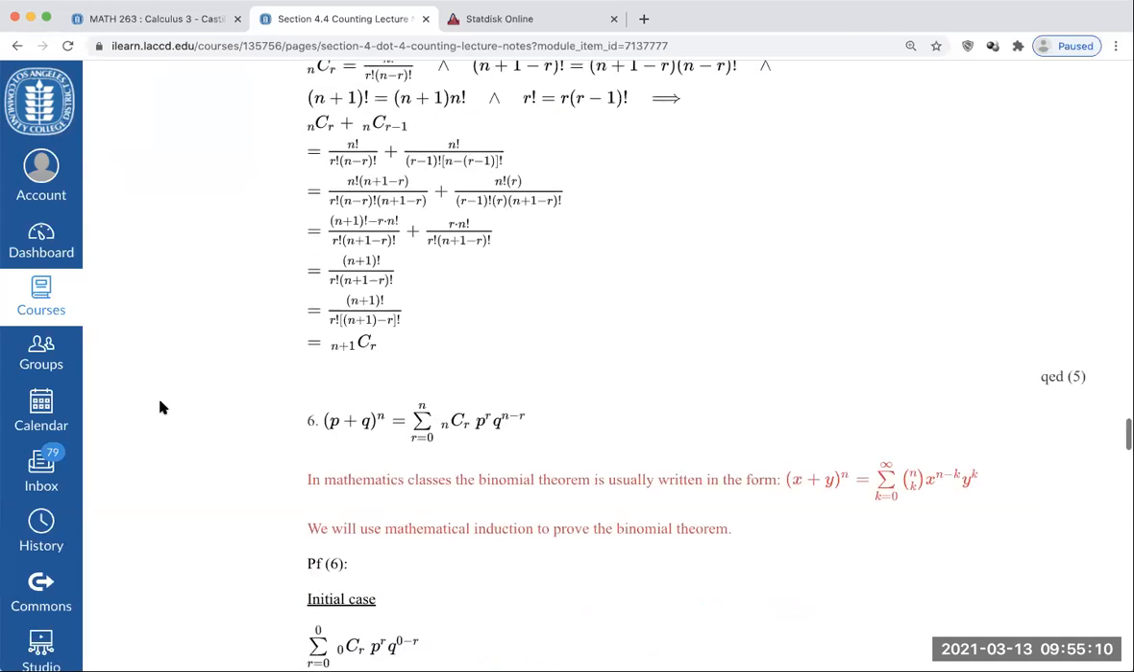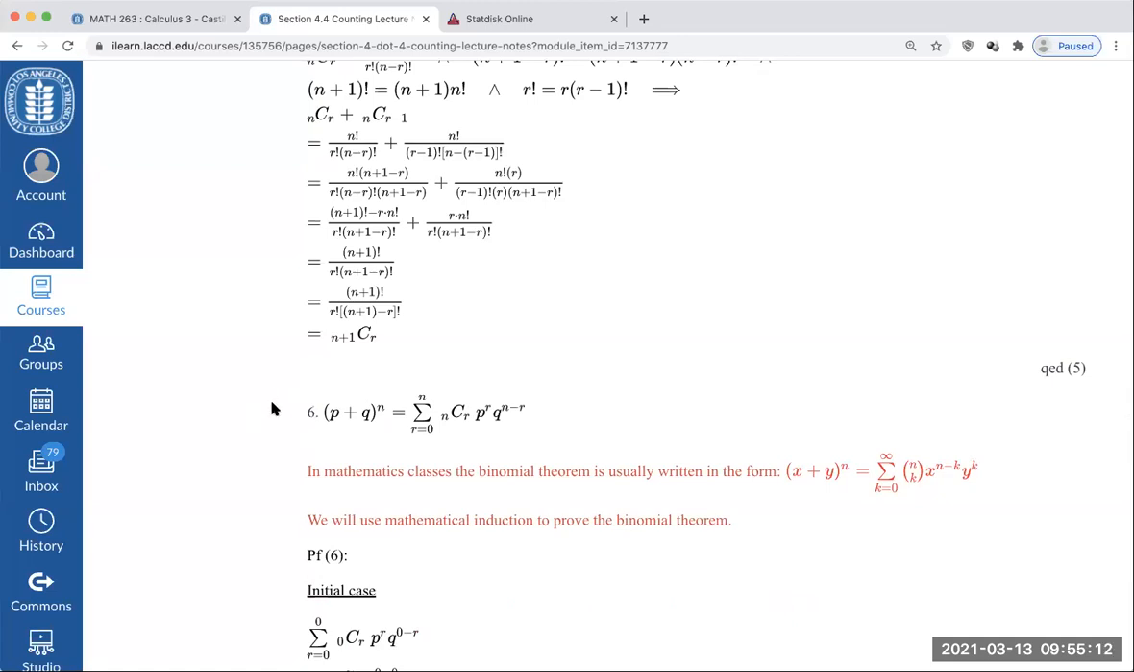Okay, so next, the binomial theorem. Next, let's show the binomial theorem. We will show the binomial theorem using the notation in statistics. In mathematics, as I said, we usually write (x plus y) to the n equals the sum, k equaling 0 to n, of the binomial coefficient n choose k, x to the n minus k, y to the k.